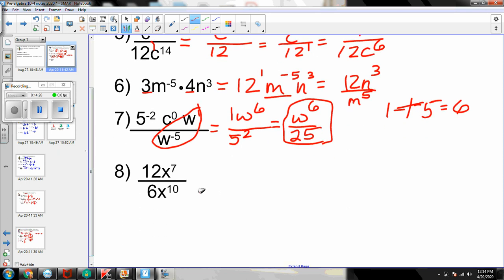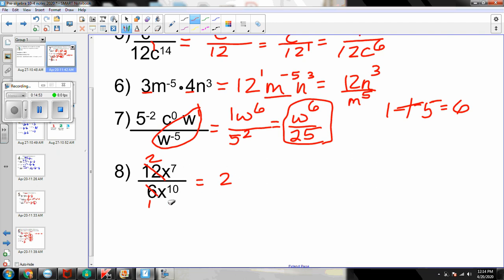Okay, number 8, I have division. I'm noticing I have a 12 in the numerator and a 6 in the denominator. So I could do 12 divided by 6 to get 2. I could also do cancellation, like when we multiply fractions. Remember, you can do cancellation with a numerator and denominator. You could say 6 goes into 12 twice, 6 goes into 6 once. I'm still going to get my 2 or 2 over 1.